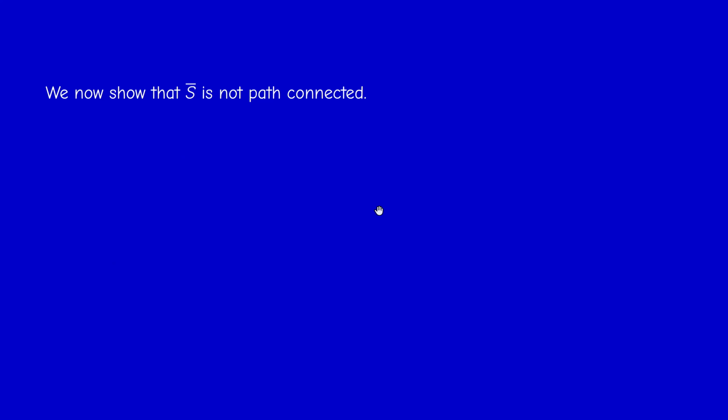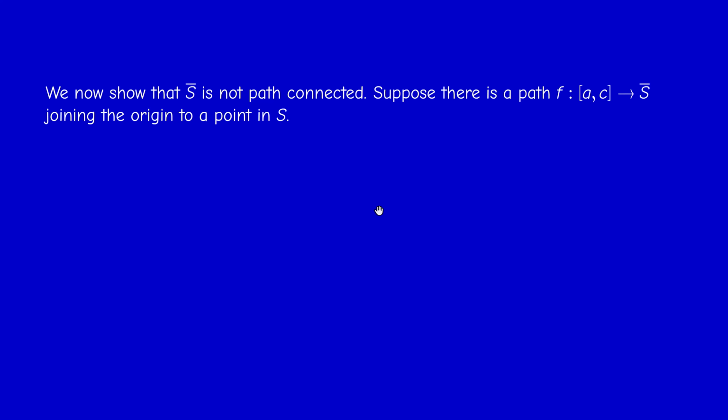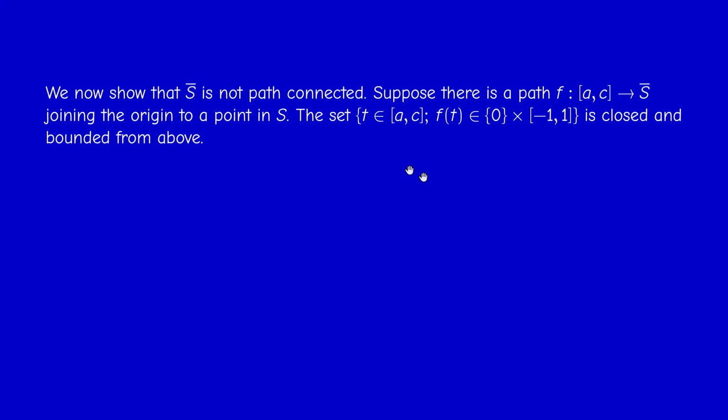I told you intuitively why this is the case, but here is the rigorous proof. Suppose that there is a path f from a certain interval [a, c], you can take it [0, 1] if you like, into S bar that joins the origin (0, 0) to a point in the green curve S. Now consider the set of numbers t in this domain [a, c] whose image under f belongs to the red line.